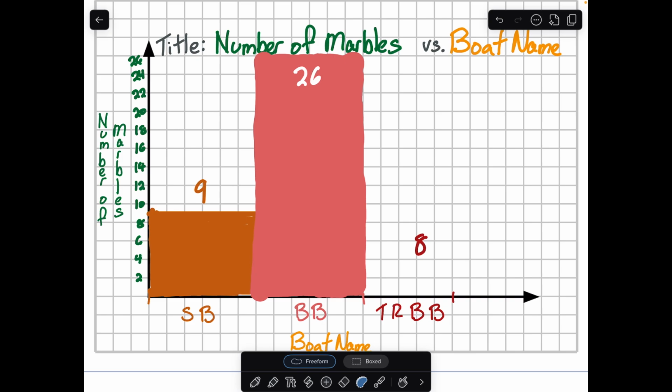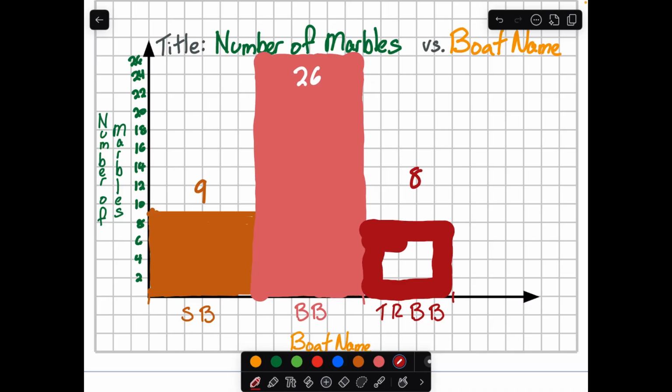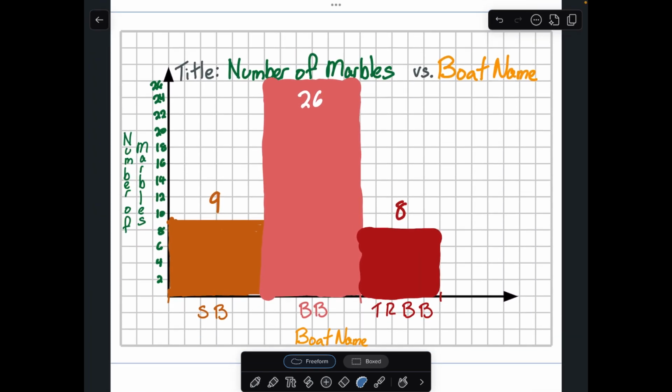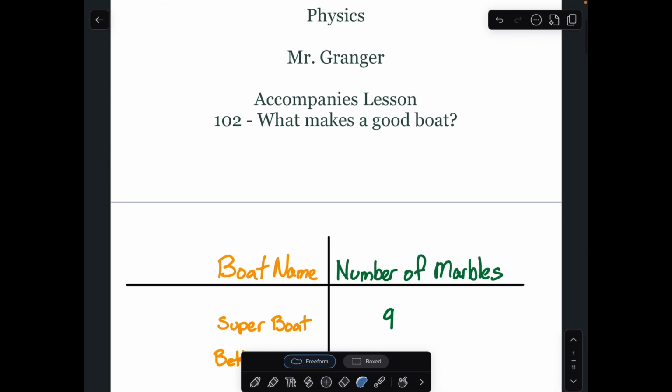The last number I'm going to try to represent on the graph is 8. We have 8 here on our number of marbles, so we just need to make a bar that is 8 high. Having these numbers here will help distinguish between 9 and 8 because they're so close together. Okay, and that is how we make a bar graph, and we make bar graphs because this is much nicer to look at than this.